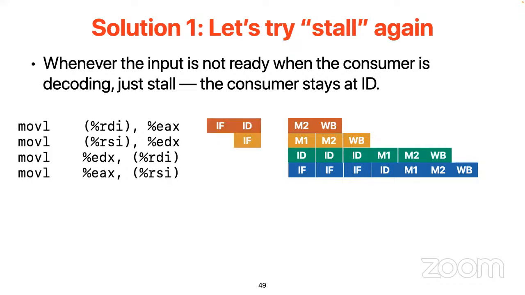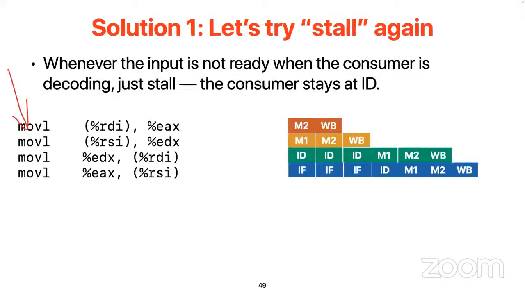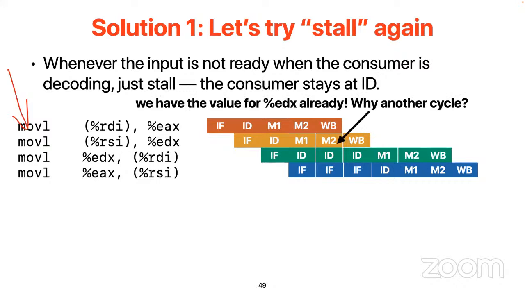So for this particular one, if we try stall for the origin, the most simple and naive version, we will see that there are cases where we already have the value of EDX, but just because the design of our pipeline doesn't allow us to get the value at the time we want it, even though it's already generated by the M2 stage, we still cannot consume it. So it increased the amount of stall we need.